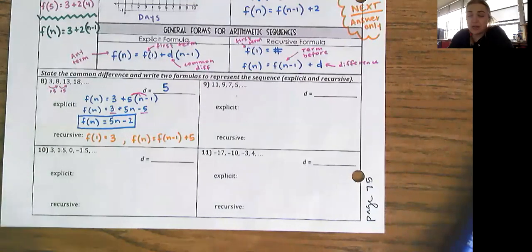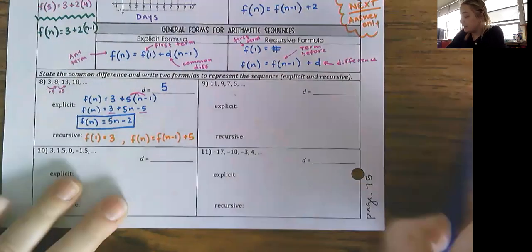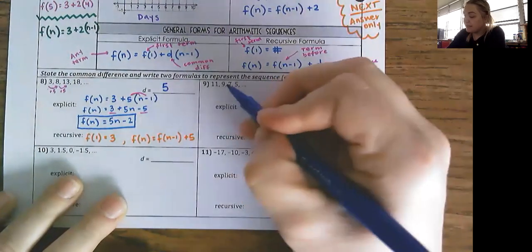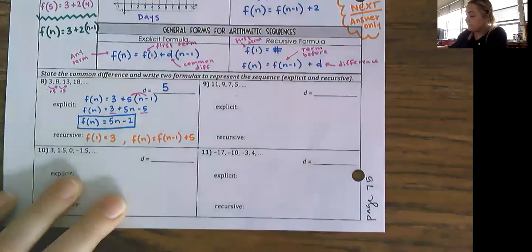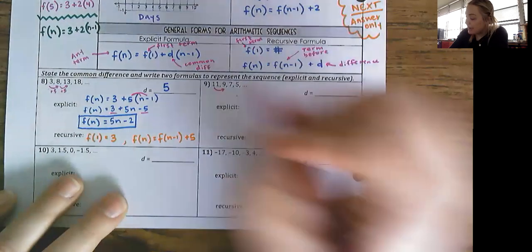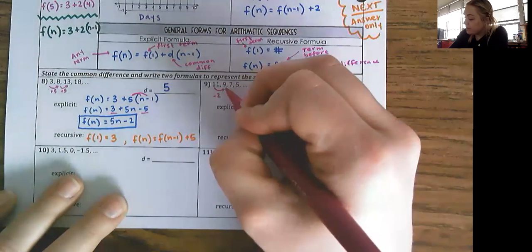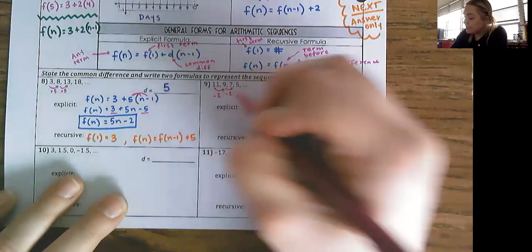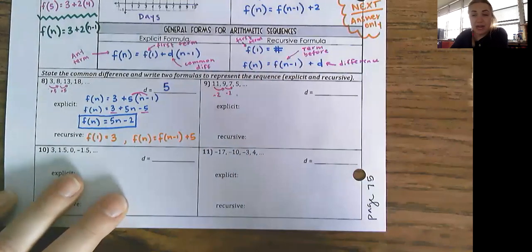Okay, let's do another example. Let's go to problem number 9. If I look for the pattern here, it goes from 11 to 9 to 7 to 5. So how am I moving here? Well, from 11 to 9, I'm subtracting 2. From 9 to 7, I'm subtracting 2. And from 7 to 5, I'm subtracting 2.